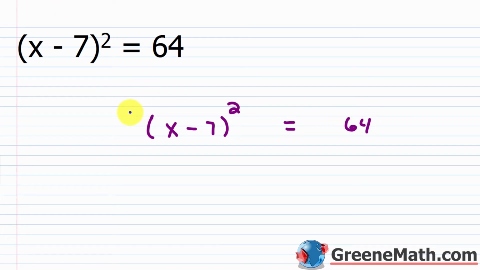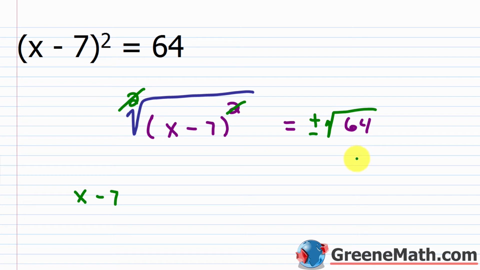I'm going to take the square root of this side. And we all know that what's going to happen is this 2 right here is going to cancel with this 2 right here. So on the left side, I'm just left with my x minus 7. But on the right side, when I take the square root, I've got to go plus or minus the square root of 64. Okay? So this equals the principal square root of 64 is 8, and the negative square root of 64 is negative 8. So you could say plus or minus 8 there.